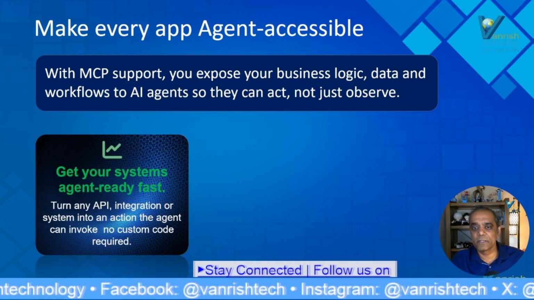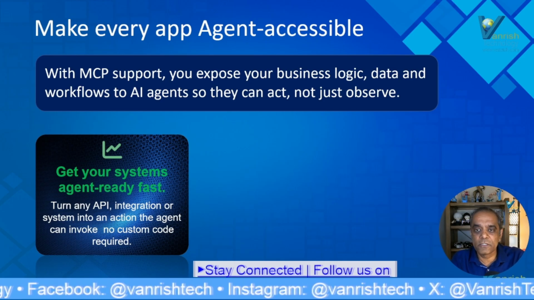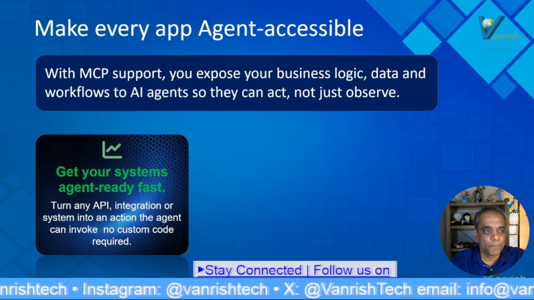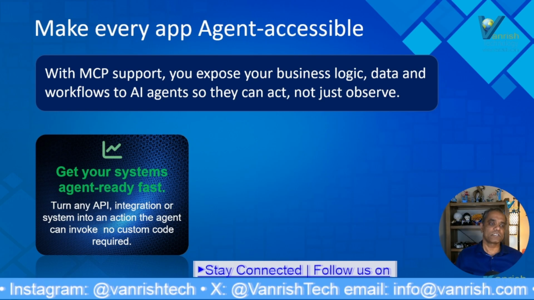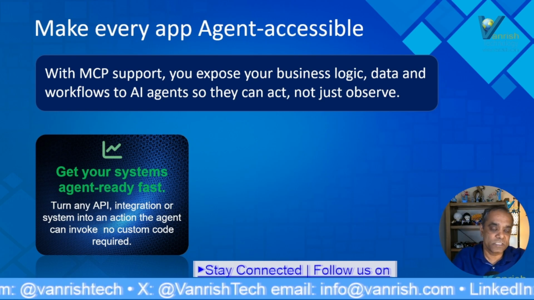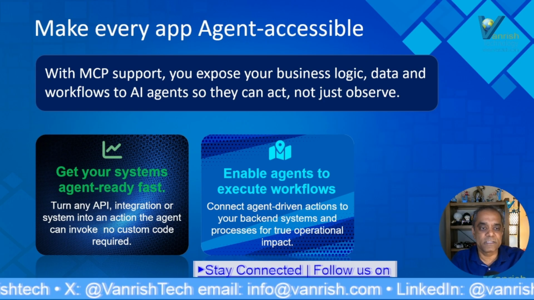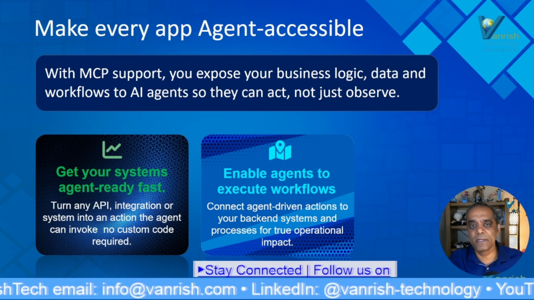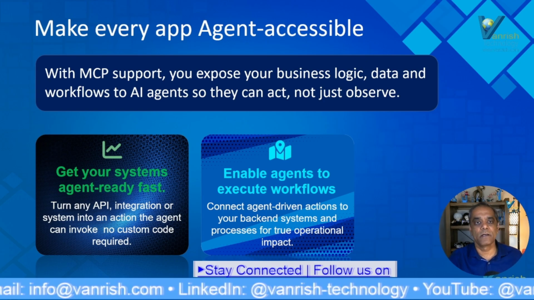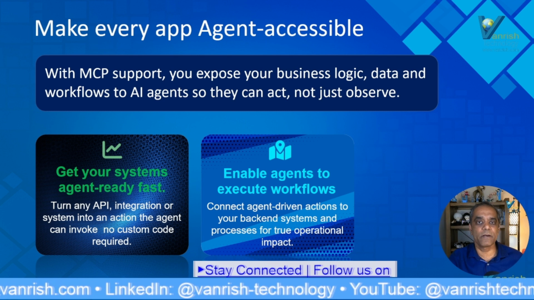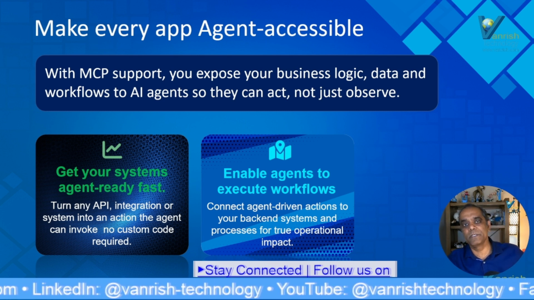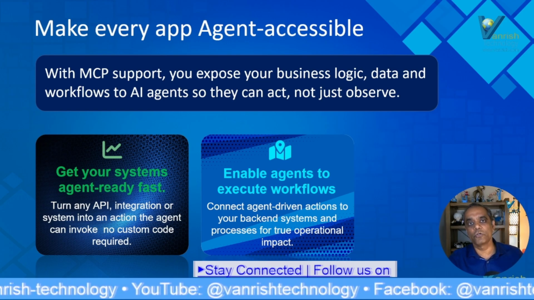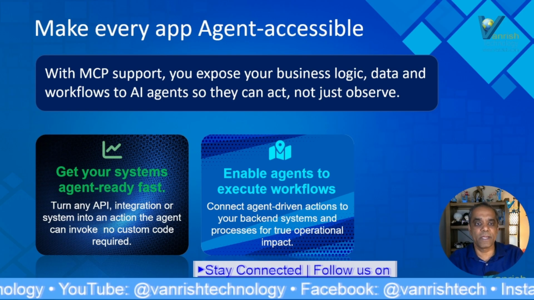So what are the things we are going to get to make your system agent ready fast? First, turn any API integration or system into an action the agent can invoke, with no custom code required. Second, enable the agent to execute the workflow. Since all the flow and workflow is behind the API and you are enabling it through the API, once you convert it into the MCP server, that will translate all your workflow into data, and that will then be used within your AI agent.